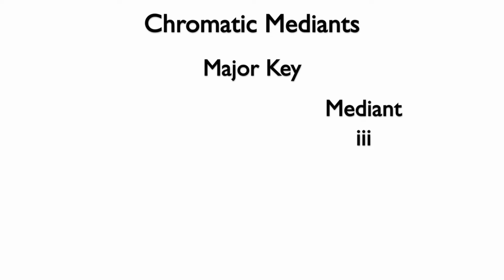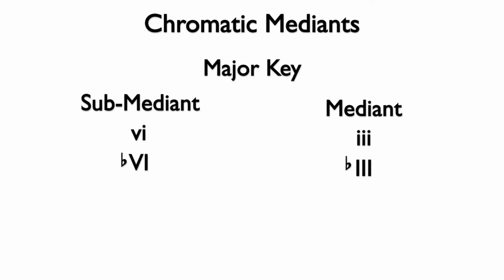When composing chord progressions in a major key, we have had 2 options for mediant chords, the minor 3 and the borrowed flat 3 major. For submediant chords, we have had the minor 6 and the borrowed flat 6 major. These can be triads or 7th chords.